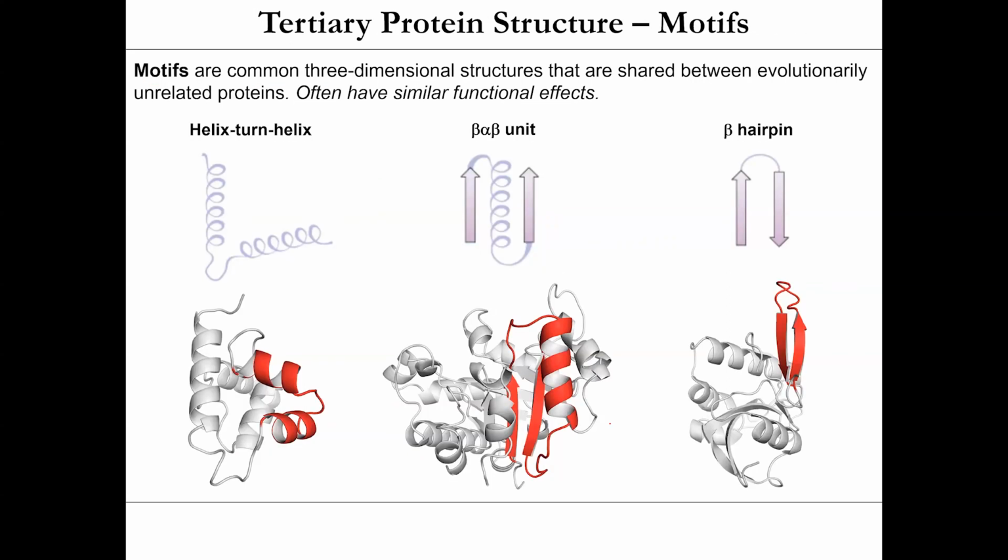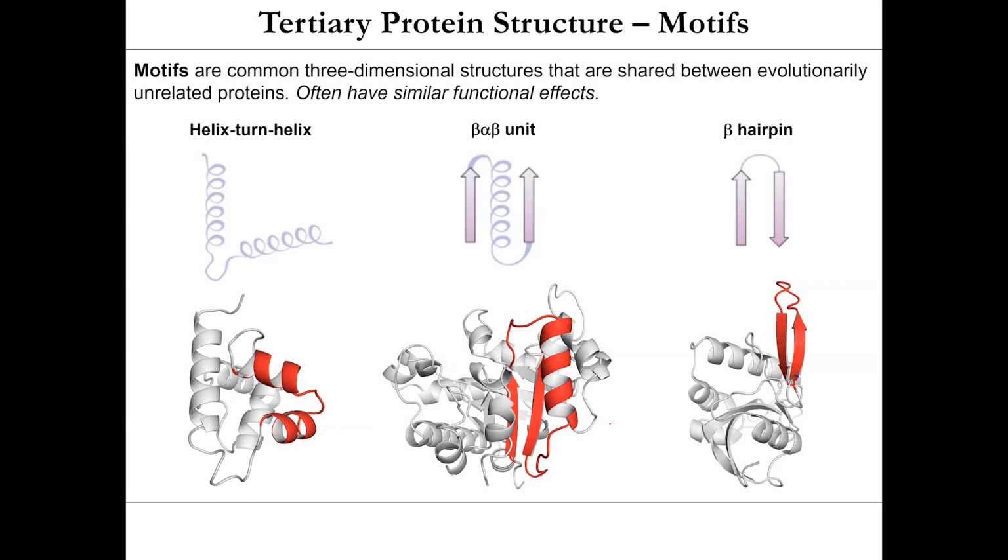So now if you're looking at overall protein structure, one thing that you keep an eye out for are motifs. Motifs are common three-dimensional structures that are shared between evolutionarily unrelated proteins. These motifs can be found in very different proteins that have very different functions. They can catalyze different reactions, be completely different proteins, but they have these common motifs, which are just based on interactions between these secondary structures in these proteins.